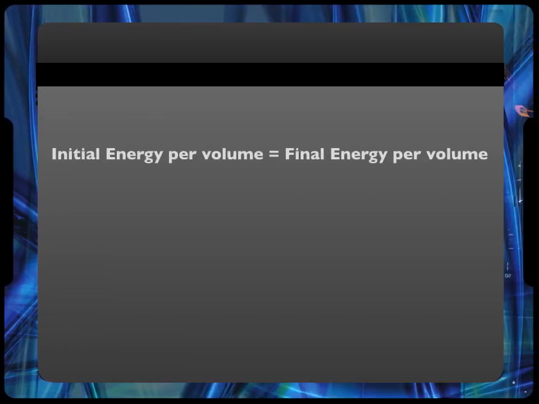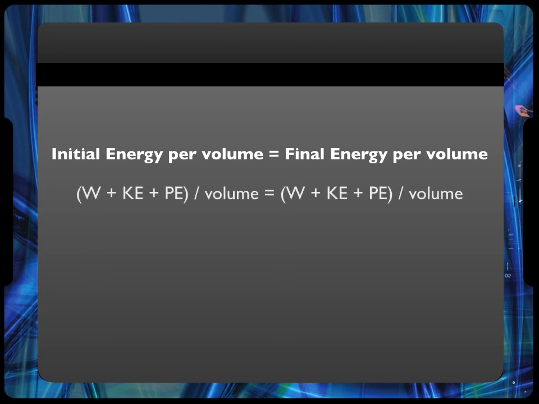So if conservation of energy is correct, spoiler alert, it is, the initial energy per unit volume equals the final energy per unit volume. Or the work done on a volume plus its changes in kinetic energy and its changes in potential energy tell us that the total energy is always the same. So there's a before and there's an after, separated by that equal sign. The total energy before a change equals the total energy after a change.